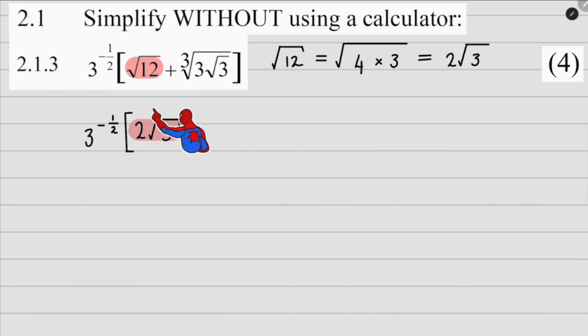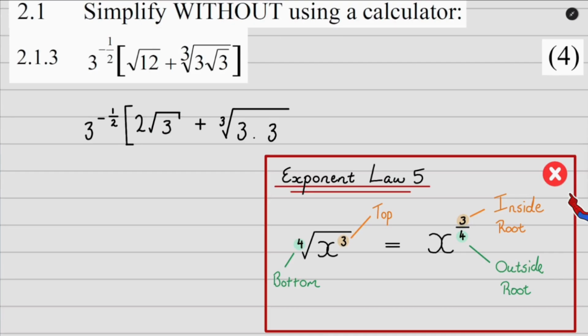So 6 years later, we convert the root 12 to 2 root 3. Now over here, I'm going to leave this cube root and I'm going to change this square root with exponent law 5. So basically, if I have a surd, I can convert it into x to the power of a fraction. So this number here goes on top. If there's no number there, we assume it's a 1. And then this number here goes at the bottom. And if there's no number there, we assume it's a 2.